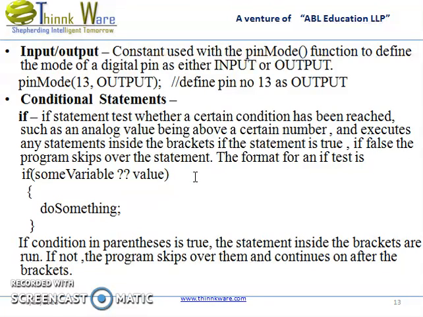For example, if you get more than 75% in your exam, then only your parents will give you a mobile phone. The format for if is: if some variable and the value, then do this thing. If the condition in parentheses is true, then the statements inside the brackets are executed. If not, then the program skips over and continues after the bracket.